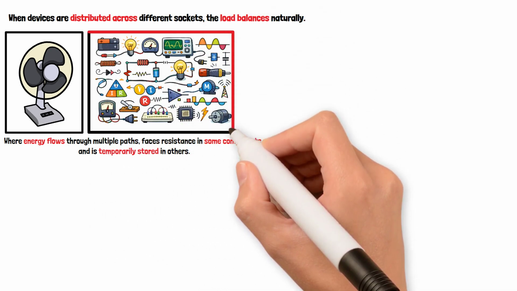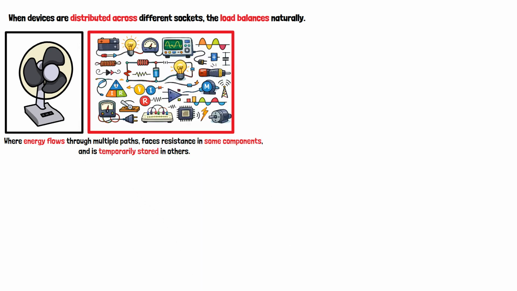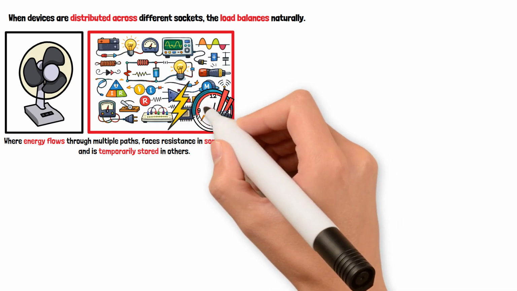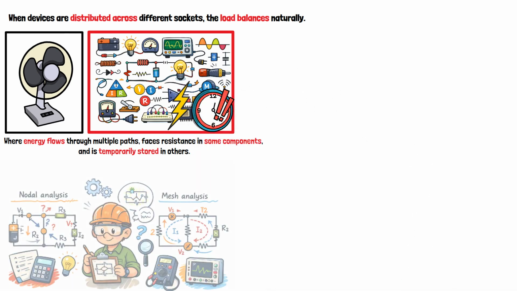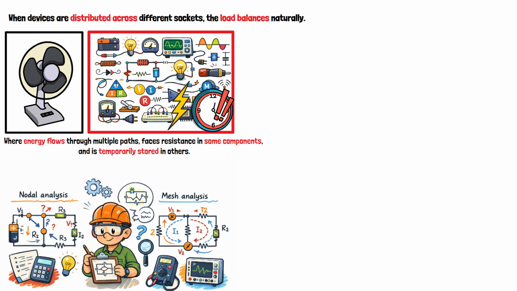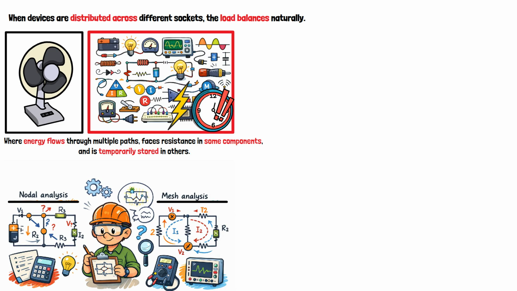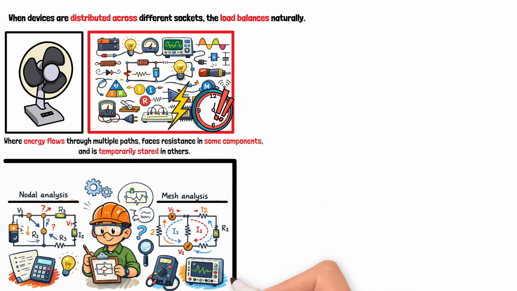At its core, circuit theory explains how current chooses paths, how voltage distributes itself across interconnected points, and how energy responds over time depending on resistance, capacitance, and inductance. This intuitive behavior is exactly what nodal and mesh analysis formalize, allowing engineers to calculate what is happening at every junction and loop inside a circuit instead of relying on trial and error.